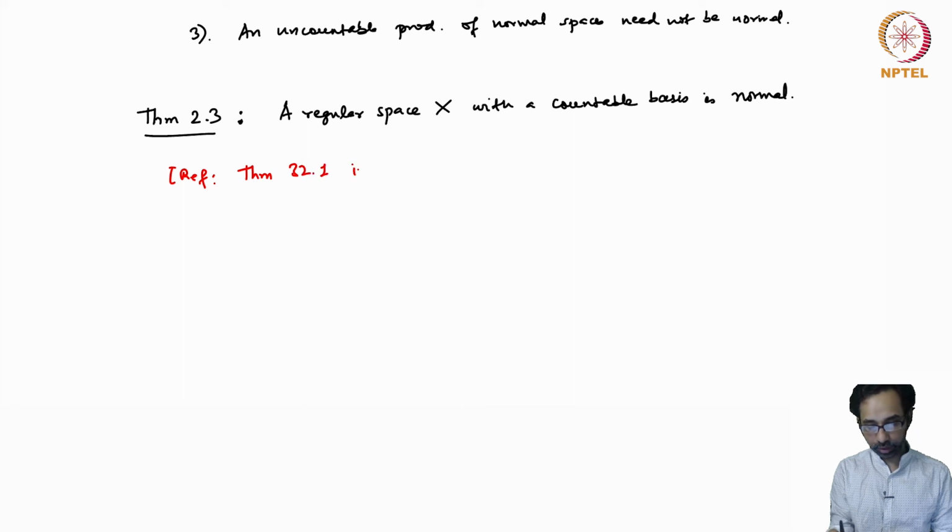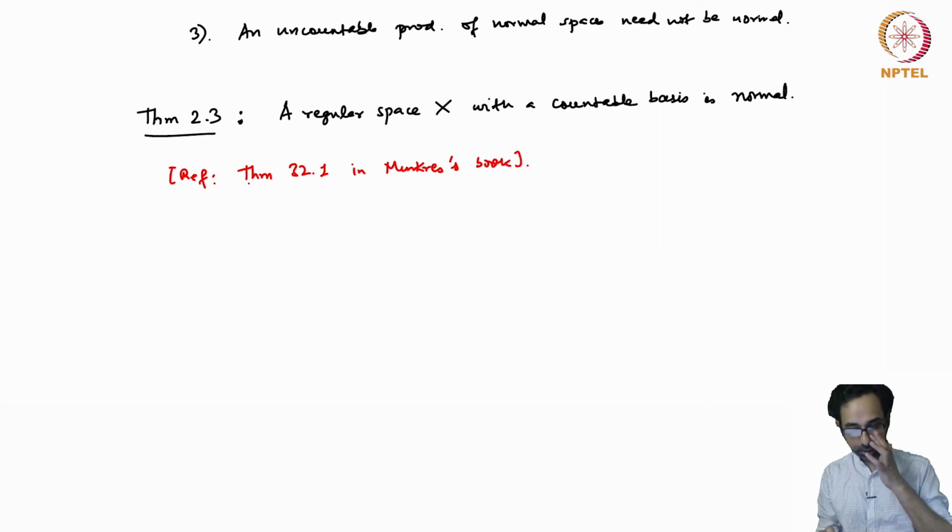32.1 in Munkres's book. So again, in my edition, you might find the numbers different, but it's there in Munkres's book. So I encourage you to go through the proof. It's a very nice idea, and it shows that under some additional conditions, a regular space becomes normal.